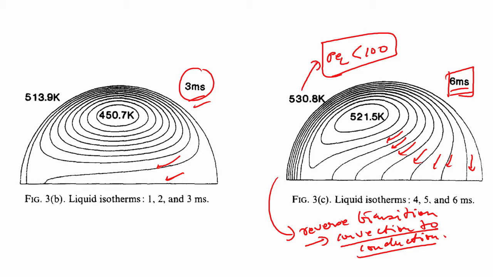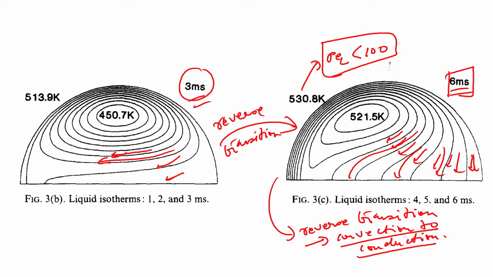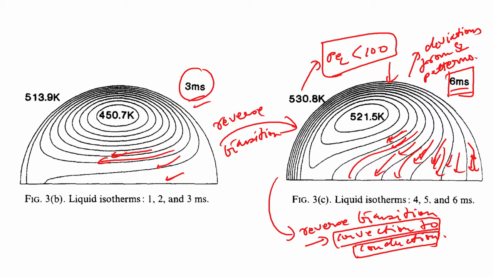Once again the streamlines are curving down like this; it is no longer extending all the way. So it is basically a reverse transition, because the Peclet number here has fallen below 100. Naturally the convection to conduction transition has started to happen, and the isotherms are clearly showing deviations from the streamline pattern. Here of course it mimics the streamlines. Got it, this part should be very clear to everyone.